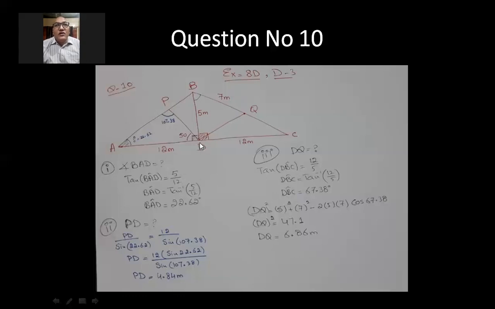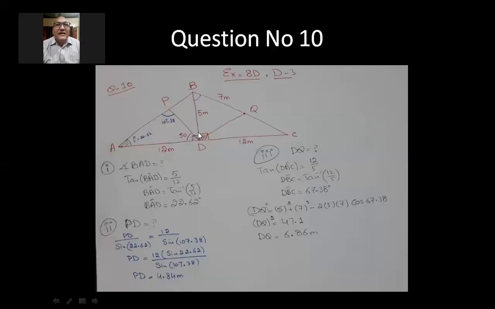I will apply the formula tan DBC equals perpendicular by base, opposite divided by adjacent side. Tan DBC will be equal to 12 divided by 5. So tan will go to the other side and become tan inverse. In your calculator, you will write shift tan bracket 12 divided by 5 bracket close equals, and that will be 67.38. So the angle DBC is 67.38.